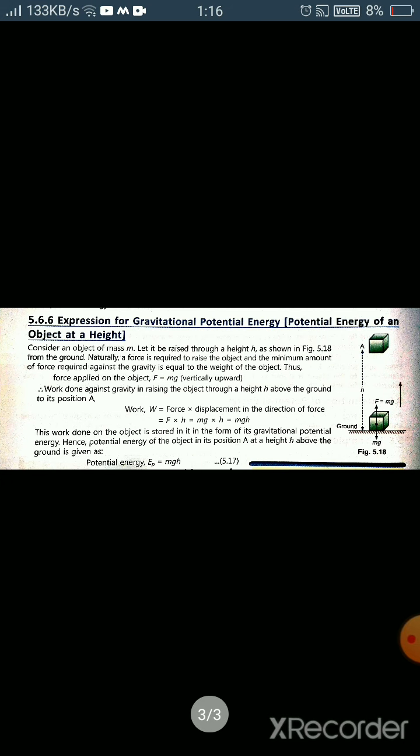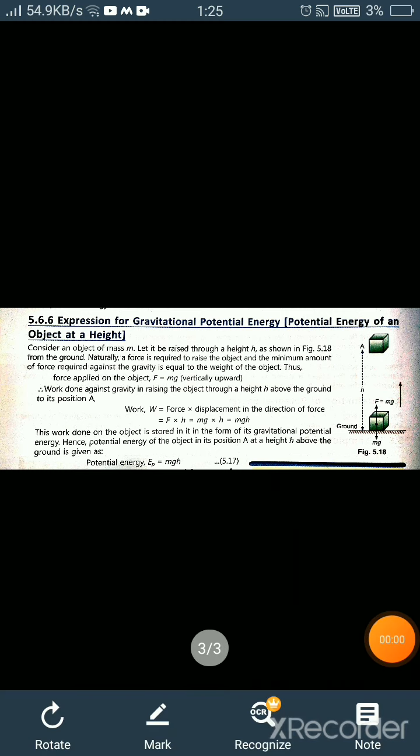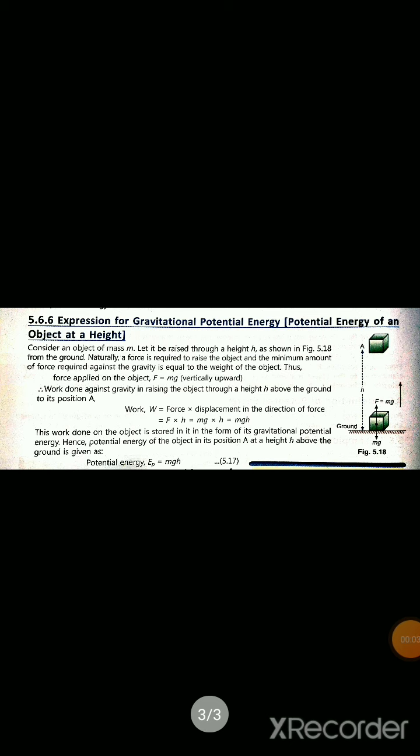Now next is potential energy. Potential energy is the energy possessed by virtue of position, right? Meaning in which position it is placed. The energy possessed by an object by virtue of its position or configuration is called its potential energy. For example, a stone lying on the ground at rest cannot do any work by itself.